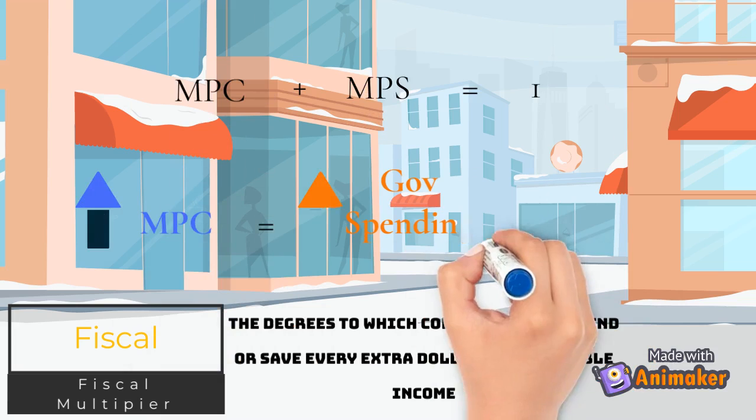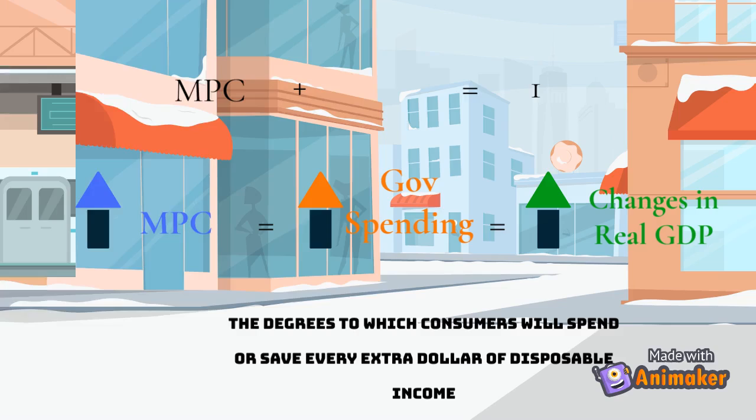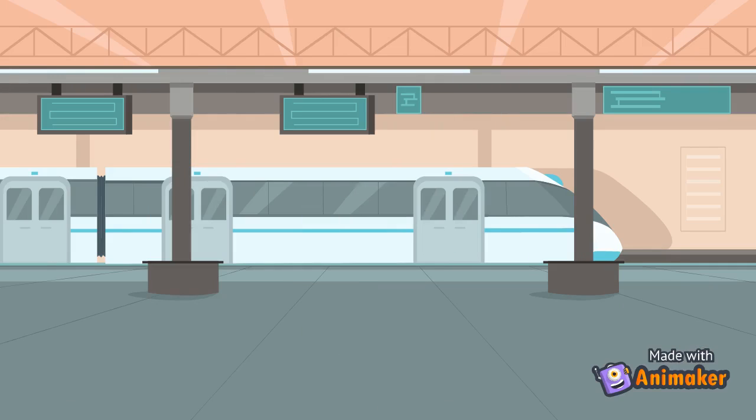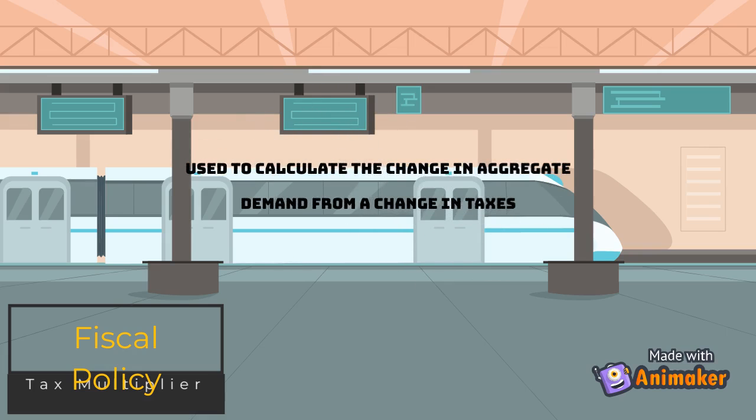As a result, when MPC is very large, the resultant changes in real GDP from changes to government spending will be relatively large as well, as the downstream effects of spending will be relatively large. While the fiscal multiplier is used to calculate the magnitude of changes to real GDP from adjustments to government spending, the tax multiplier can be used to calculate the change in aggregate demand from a change in taxes.